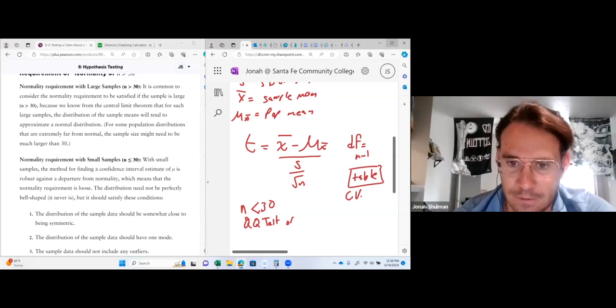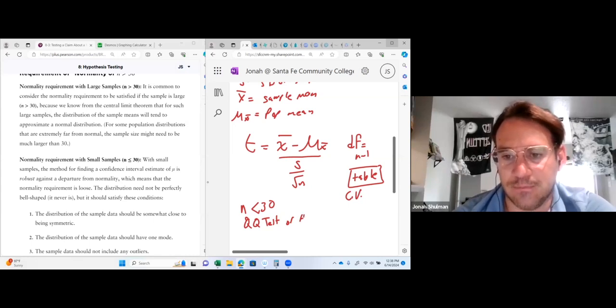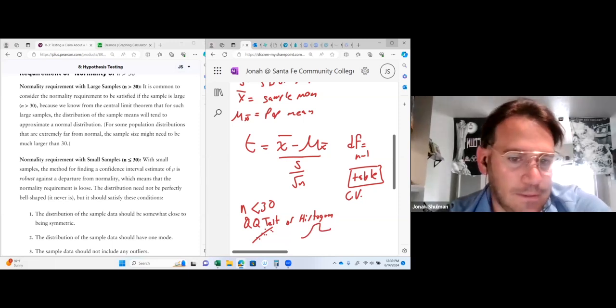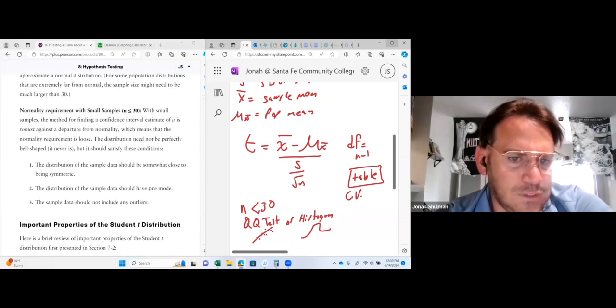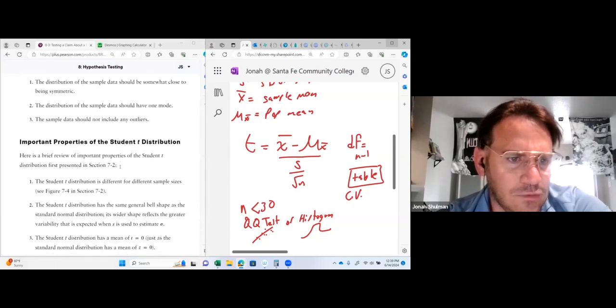Or the other way you can do it, you could do the QQ test, or you can do what? Make a histogram. If it's a QQ test, the dots should fall close to the line. If it's a histogram, it should be bell shaped. Should have one mode, should not include outliers. Nice. Or we could throw them out.